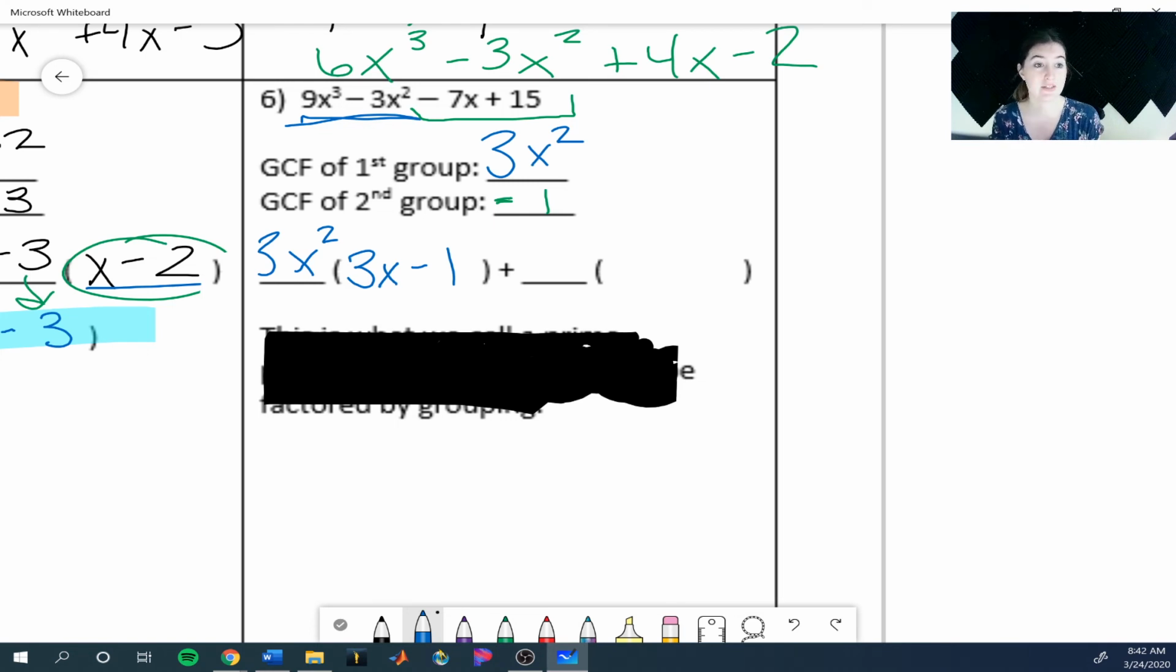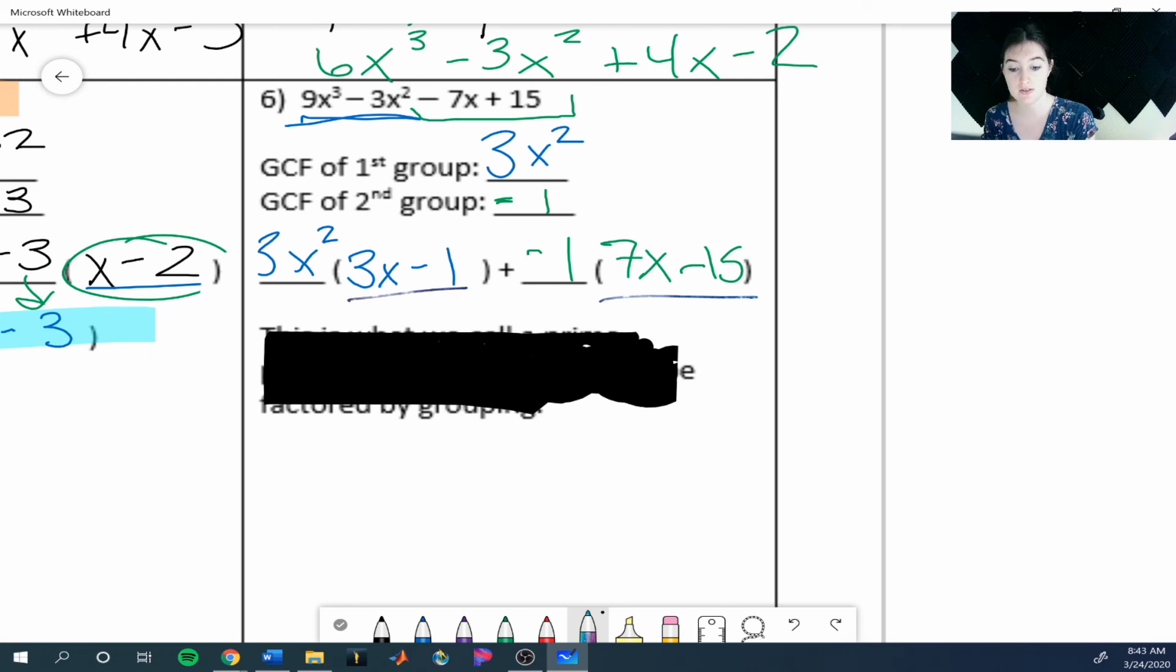So let's now look at my second group. I have my GCF of the second group, negative 1, so negative 1 is what was factored out. Negative 7x divided by negative 1 is a positive 7x. Positive 15 divided by negative 1 is a negative 15. Okay, so what do you notice? Yesterday I said if these two are different, you need to go back and look at your GCF. So let's go back and look at our GCF, because maybe we did the GCF wrong.